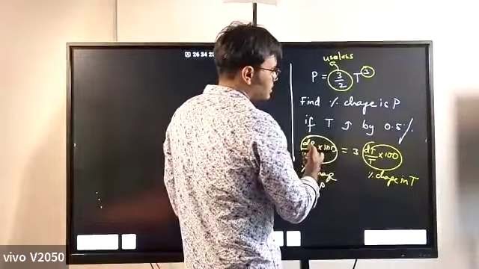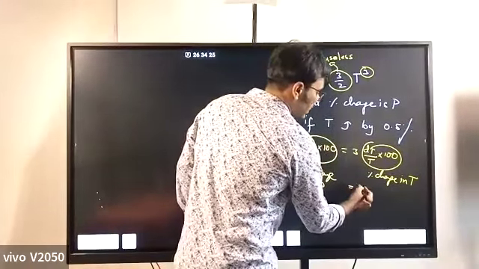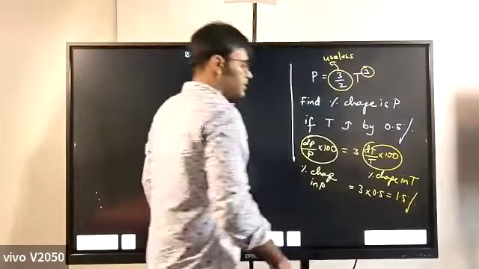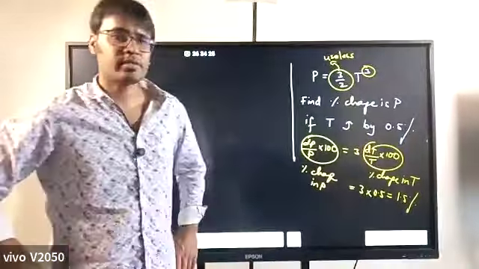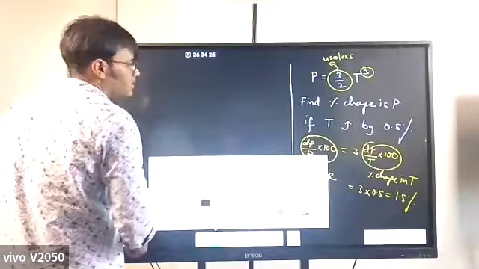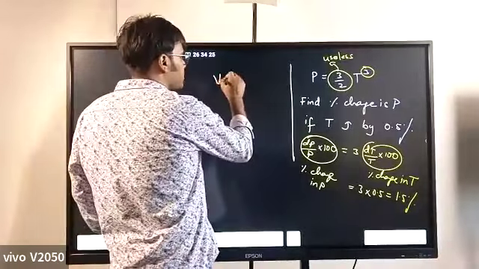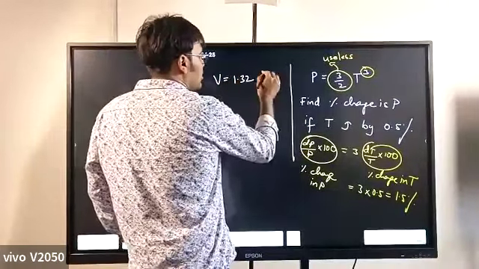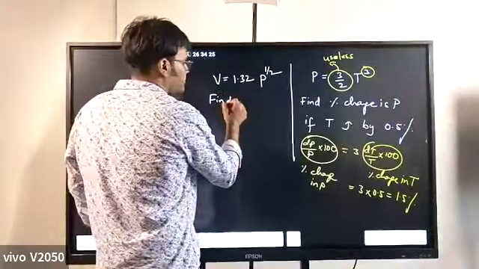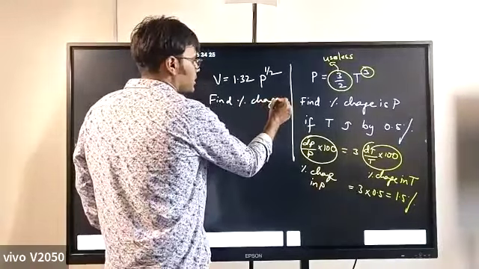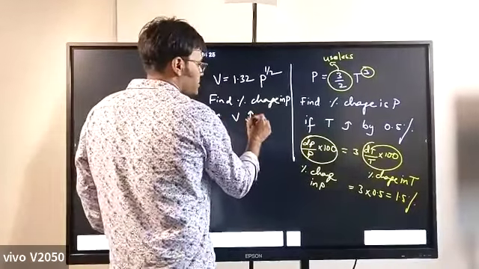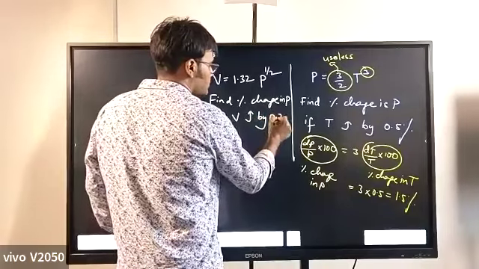This is what we want. This is given as 0.5%. That means pressure will increase by 1.5%. Very good. Now everyone got it. Let me give another question. Please do it very, very fast. Let's say volume is written as 1.32 times pressure to the power 1 by 2. Find percentage change in pressure if volume increases by 0.2%.